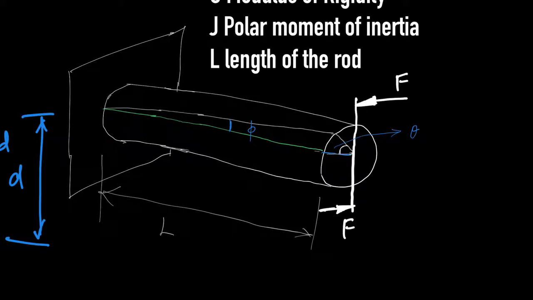So this is how the structure will deform once you subject it to a torsional loading. This is an important parameter. This is called angle of twist.